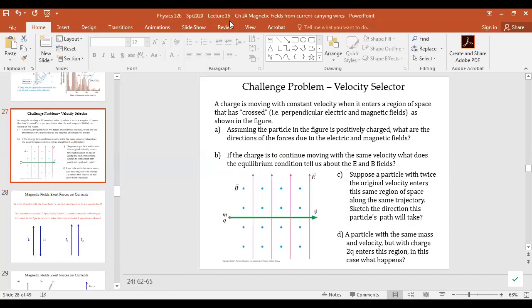Okay, any questions about that? Oh yeah, and sorry, there's one last part in here. The particle with the same mass and velocity, but with a charge of 2q, well, what happens in that case? Okay, well, let's see if we can work that one out.